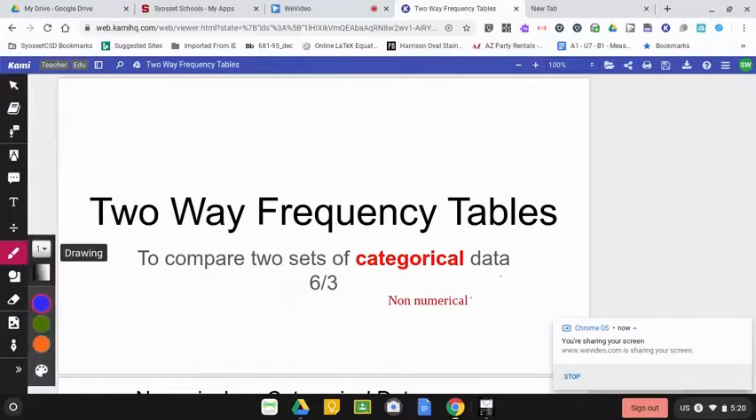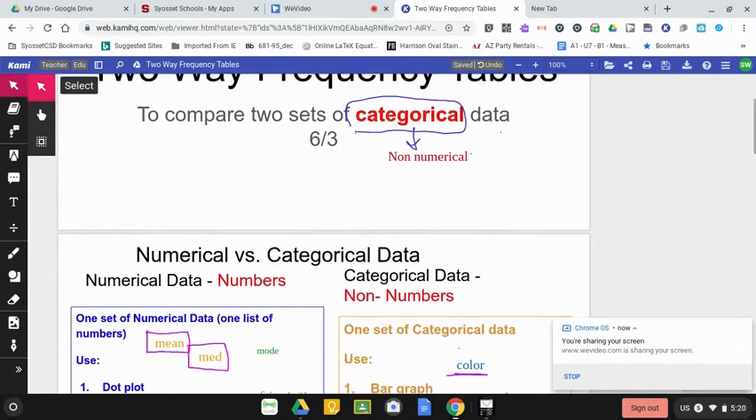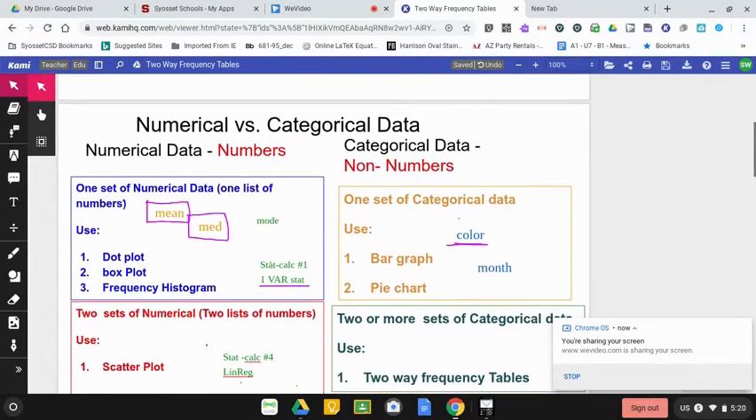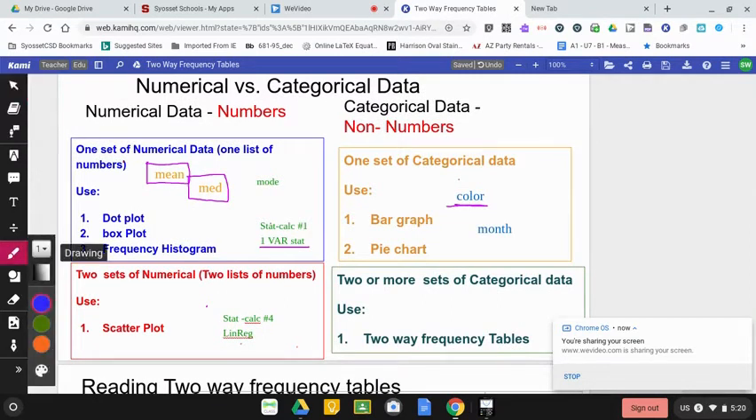Two-way frequency tables, comparing sets of categorical data. What is categorical data, you may ask? It's data that is non-numerical. We've mostly been dealing with numerical data in this course. Obviously, it's a math course. But you've learned plenty over the years about non-numerical data.